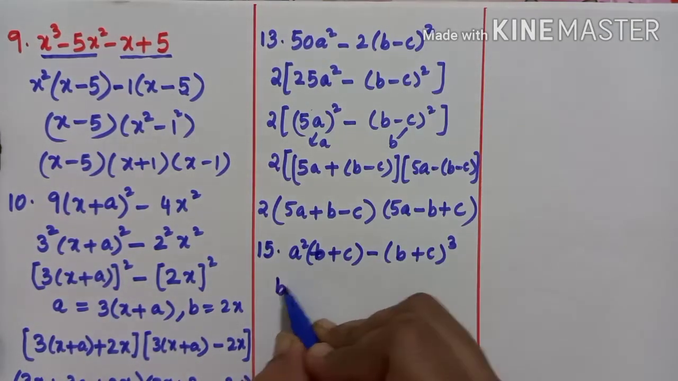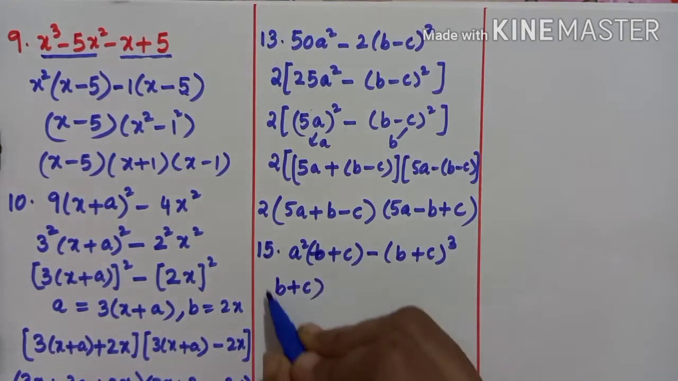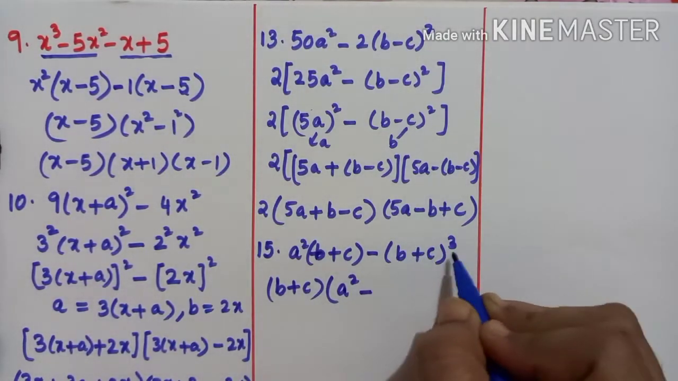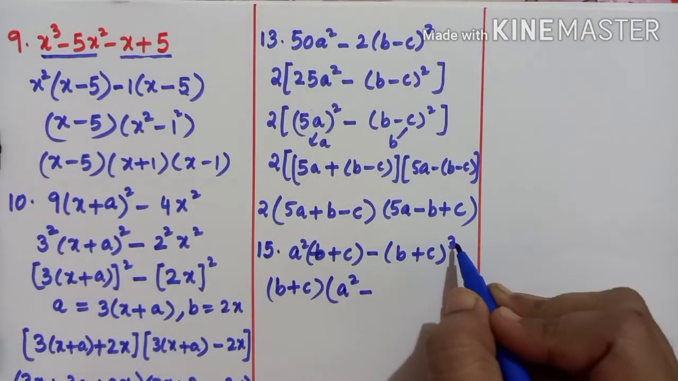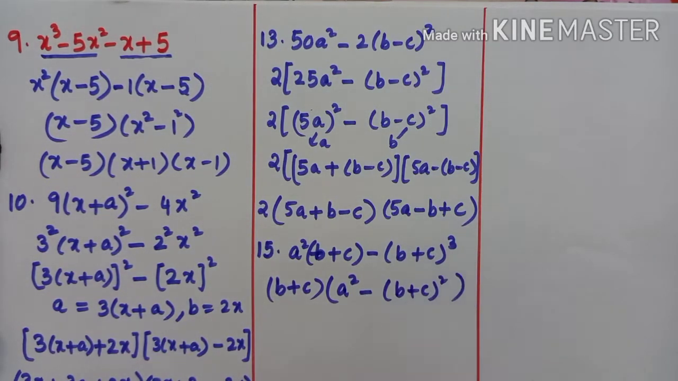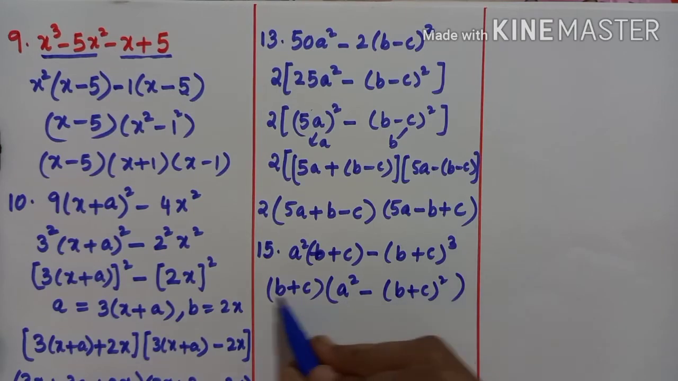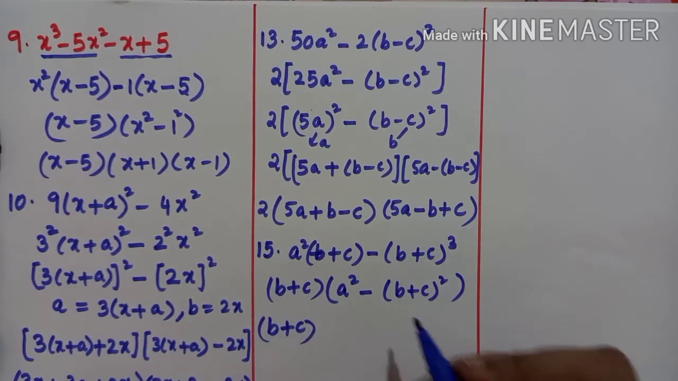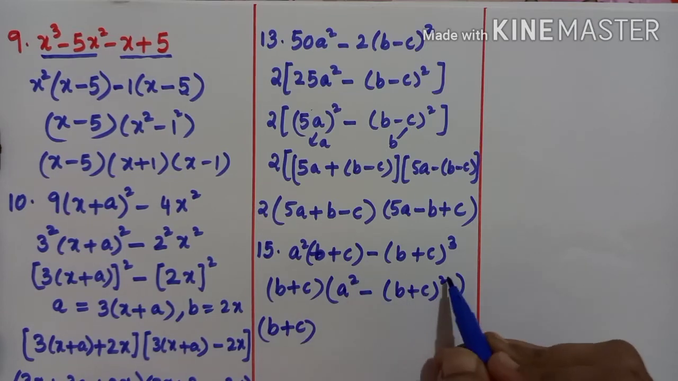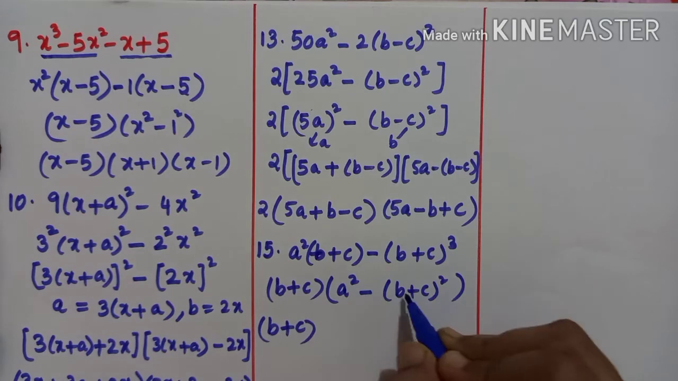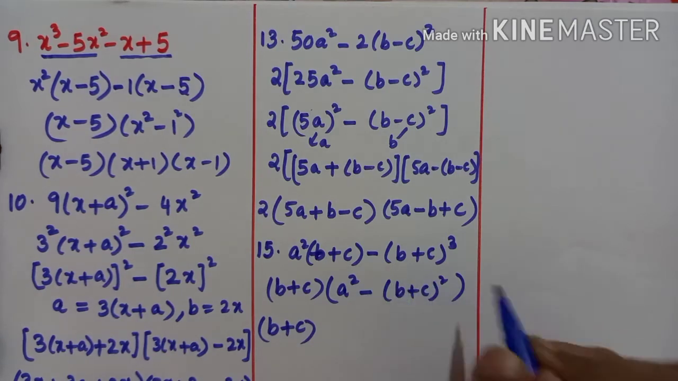So b plus c will be outside of the brackets, then what is remaining here? A square minus, after taking b plus c outside, b plus c whole square will be remaining. Now a square minus b plus c whole square is in the form of a square, a only, then b you have to assume as b plus c whole square.